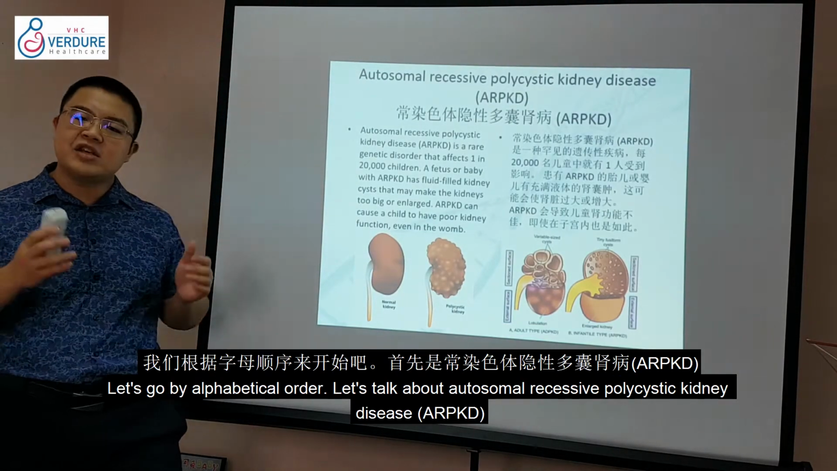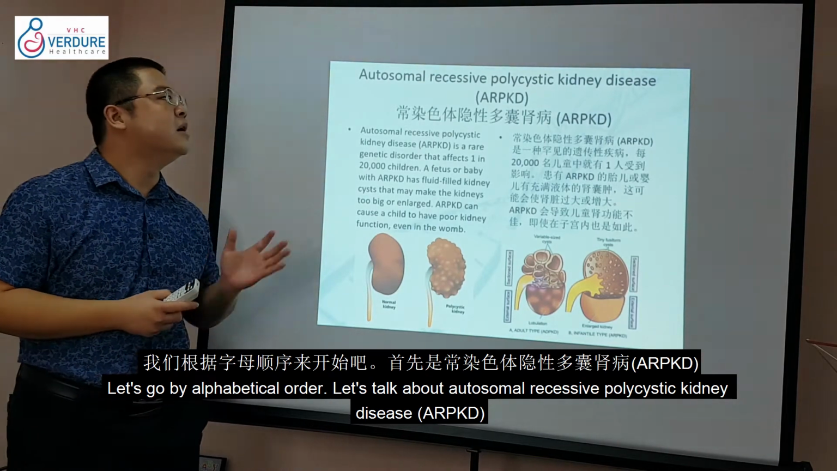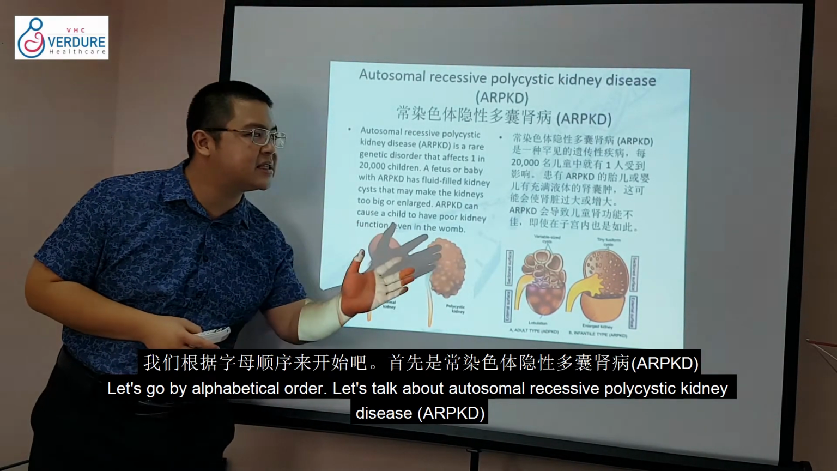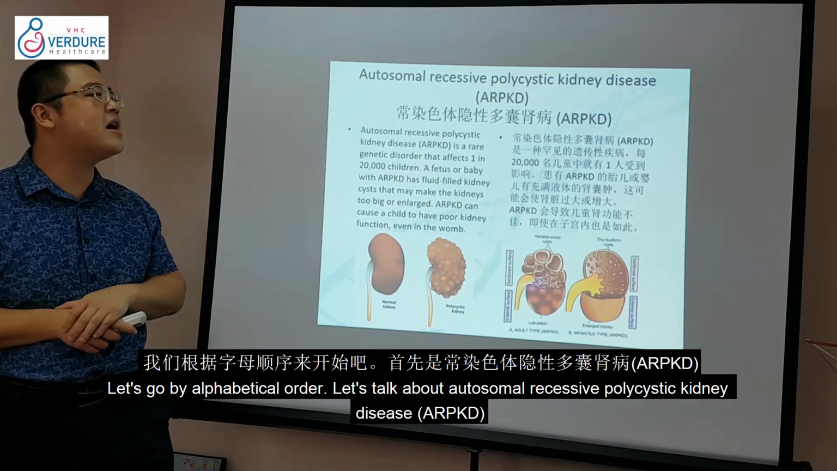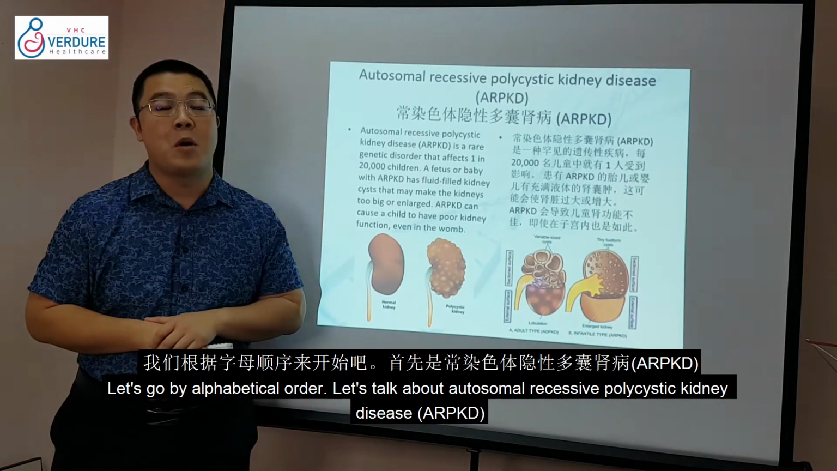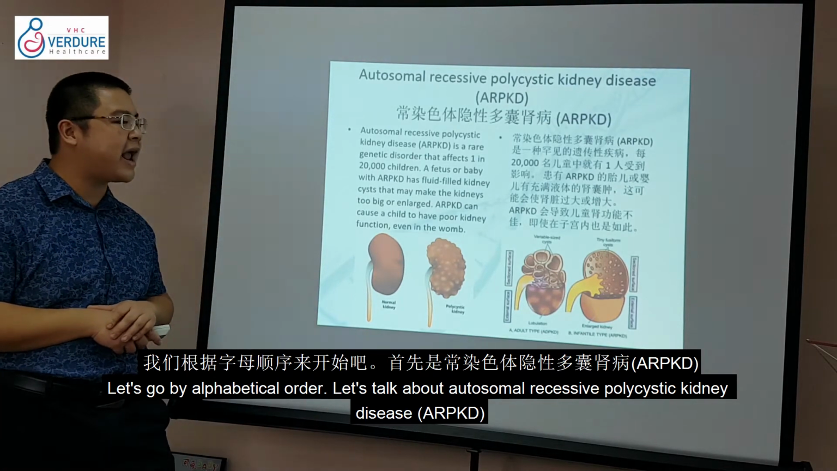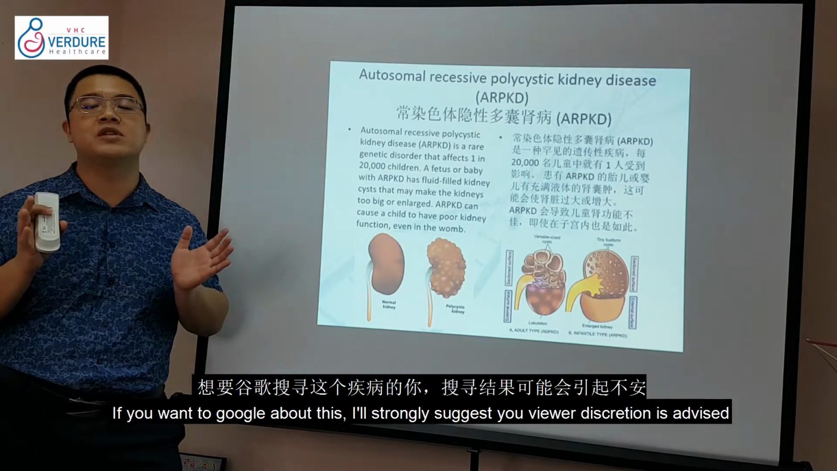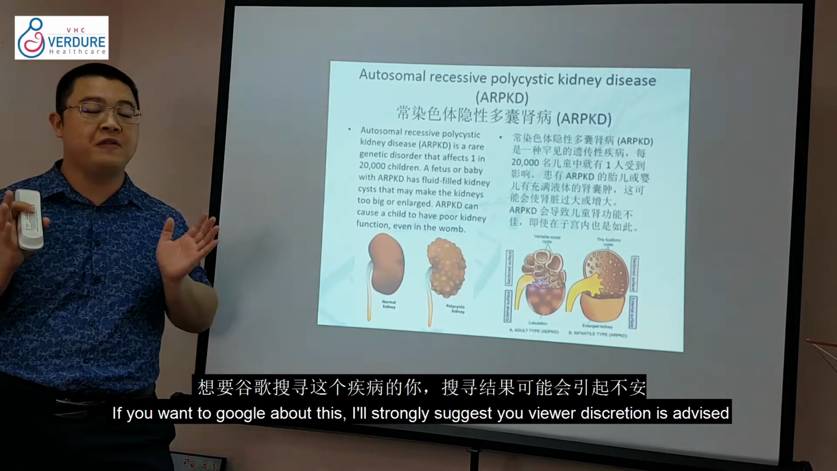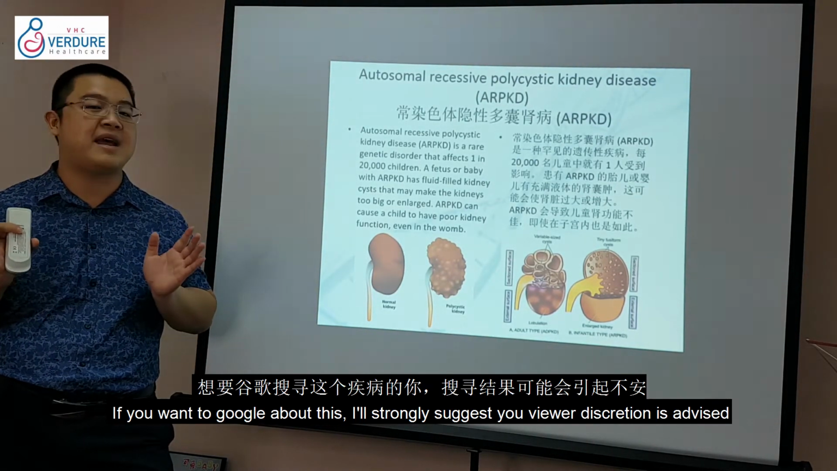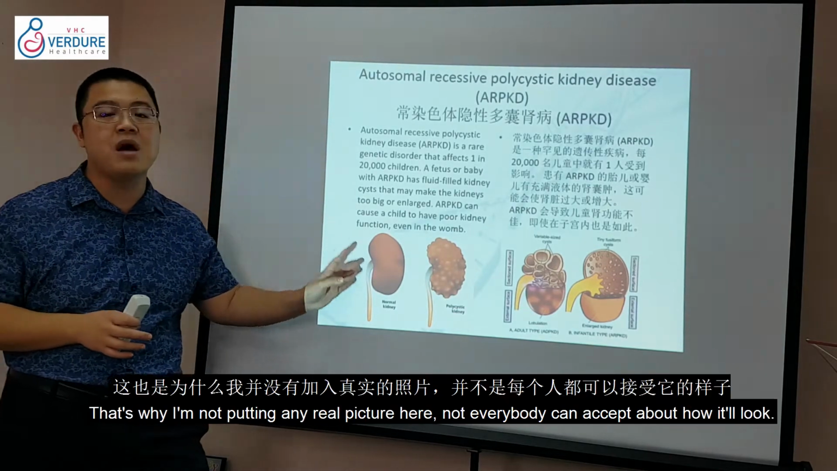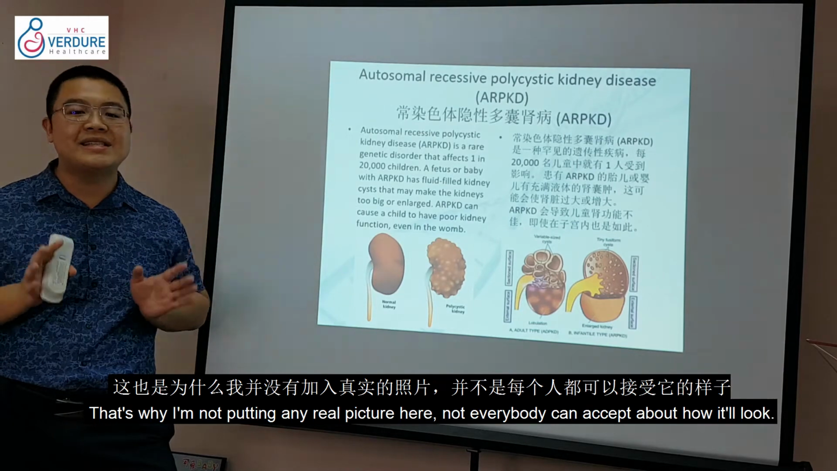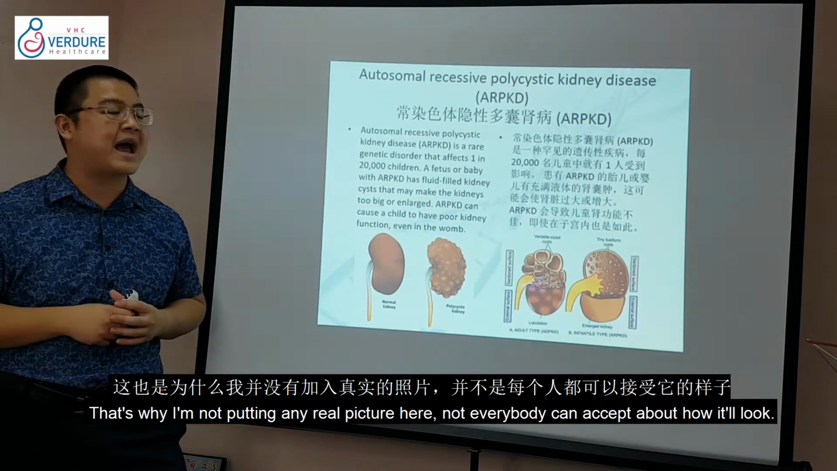Okay, so let's go by alphabetical order. Let's talk about autosomal recessive polycystic kidney disease, ARPKD. Wow, it's a long name. Now, if you were to go and search on Google, I would strongly suggest viewers' discretion is advised. That's why I'm not putting any real pictures in here. Not everybody can accept how it looks.